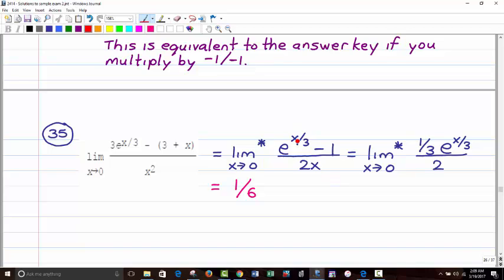And you put 0 in there, you get 1 minus 1 is 0. You get 0 over 0 again. That means you can apply L'Hopital's rule again. So then the derivative of e to the x over 3 would be 1/3 e to the x over 3. Now we have 2 on the bottom, so we know we're not going to get 0 over 0. I put 0 on the top, I get e to the 0, which is 1. I have 1/3 divided by 2. Therefore, this limit will equal 1 over 6.